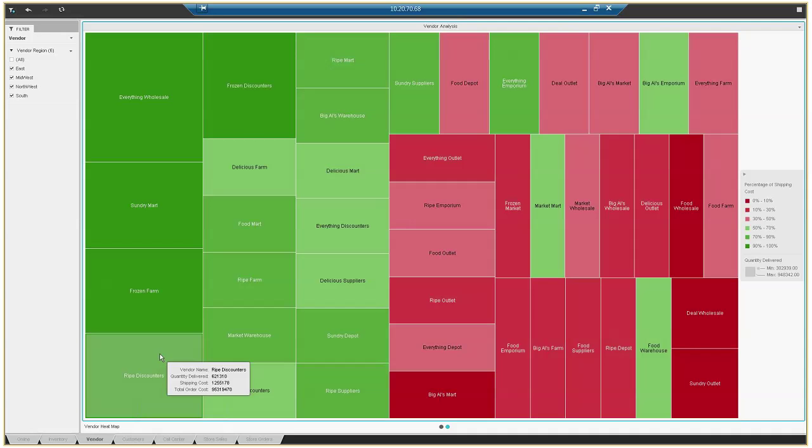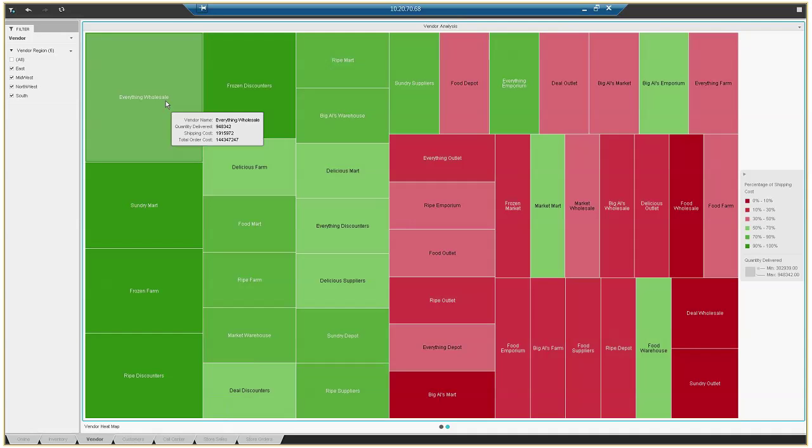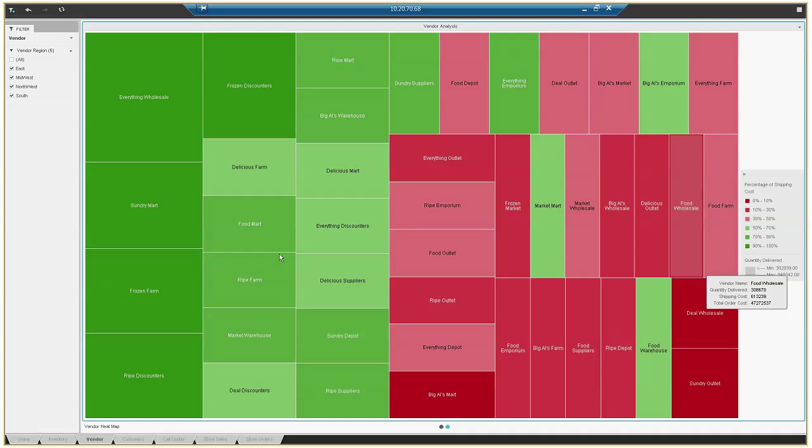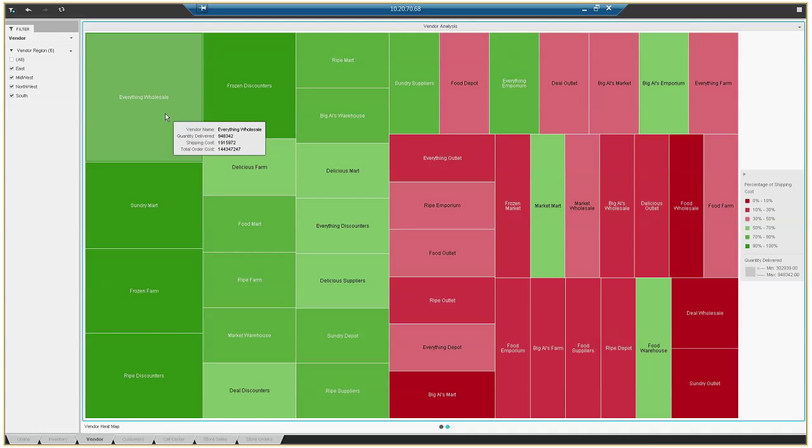So what's interesting about this, there's our Everything Wholesale, nothing surprising about that. What I really like about this visual are the greens amongst the reds, because that's telling me in this particular case, we're looking at shipping costs relative to the quantity delivered. The size reflects the quantity delivered. The color reflects the cost.